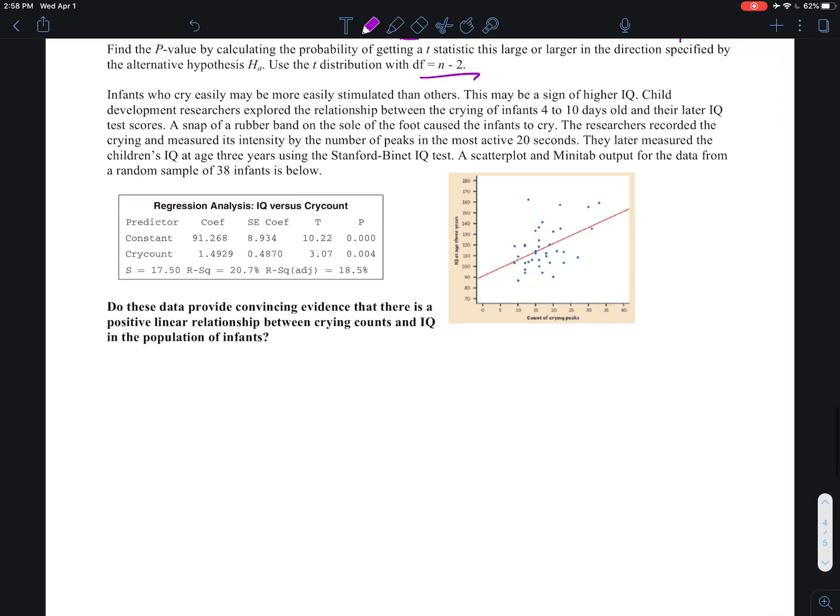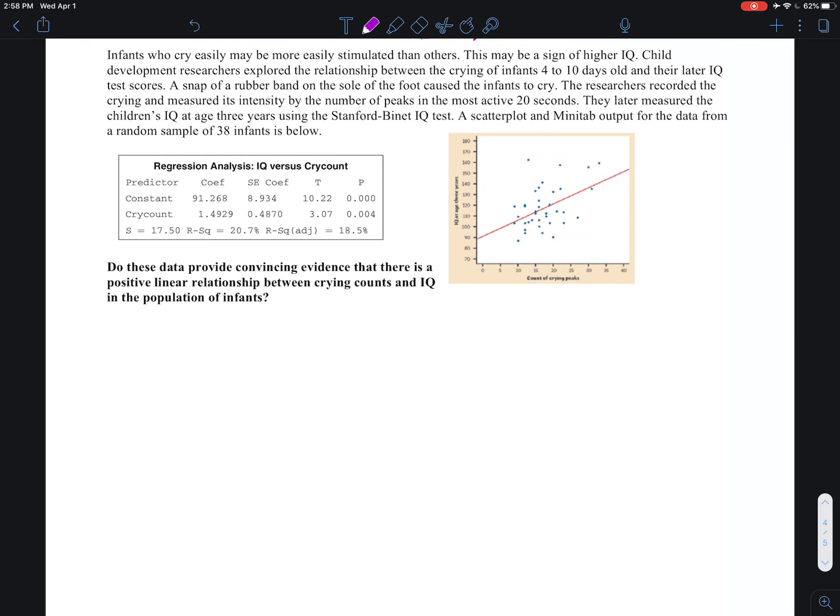So I'll go through this example quickly, and then you should be able to tackle the SIG test for beta worksheet. In this particular example, we're looking at the relationship between number of crying peaks, so the count of crying, versus the IQ of a child at a particular age. And from the scatter plot, it seems to be a positive relationship there. And so we will carry out the test: do the data provide convincing evidence that there is a positive linear relationship between crying count and IQ in this population?